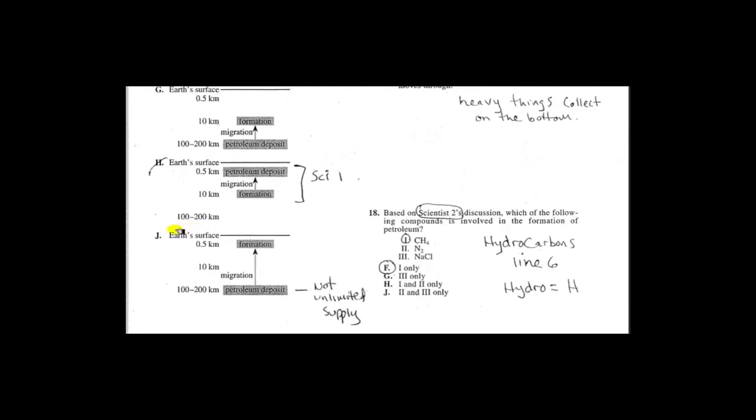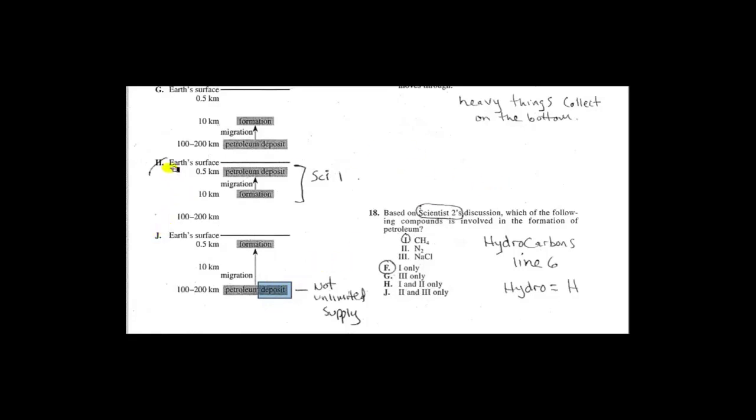J says this, Earth's surface, we're starting at the migration here, down, that looks about right. Remember, we start for Scientist 2 down here, but wait, it says deposits. No, a deposit means it's a limited supply, so that will not work. J can be crossed out because a deposit is like something from the marine fossil. So that would be wrong because that presents information from Scientist 1.